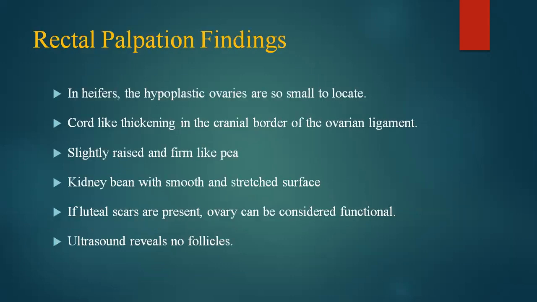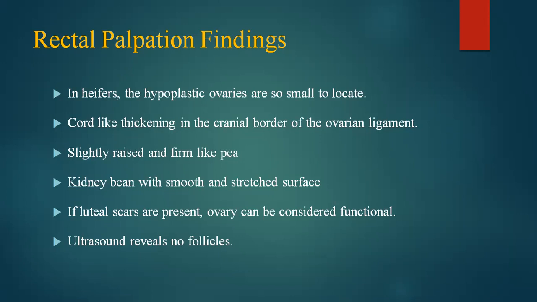Rectal palpation findings. In heifers, the hypoplastic ovaries are so small they are hard to locate, since the size of the ovary is directly proportional to the number of primordial follicles it contains. Since these heifers with ovarian hypoplasia have a lower number of primordial follicles, definitely their ovarian size is smaller than in normal heifers. They can be so small that in rectal palpation, one might have difficulty locating the ovaries.